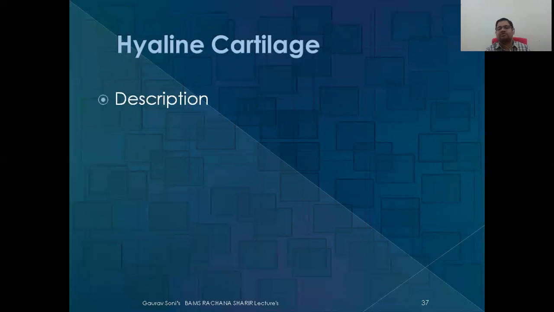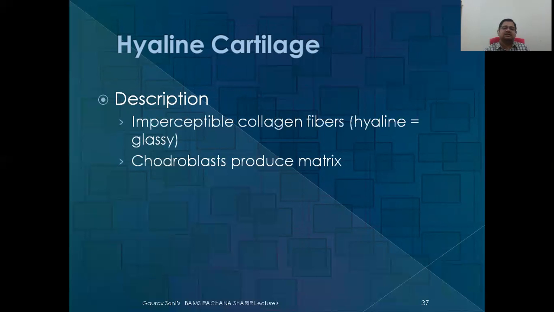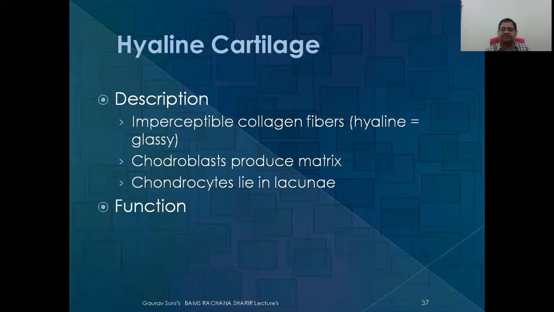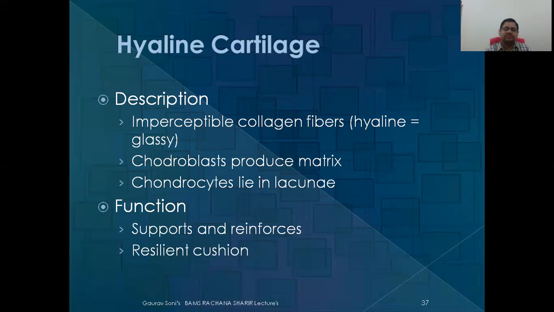So first of all, talking about hyaline cartilage. It is called hyaline because the collagen fibers are imperceptible. Hyaline means glassy. Chondroblasts produce the matrix. Chondrocytes lie in the lacunae. Function is support and reinforcement.